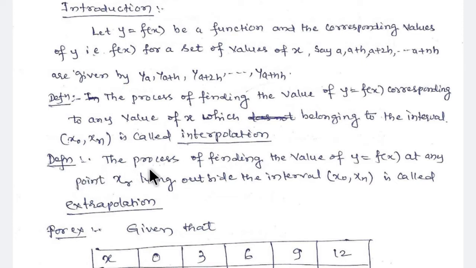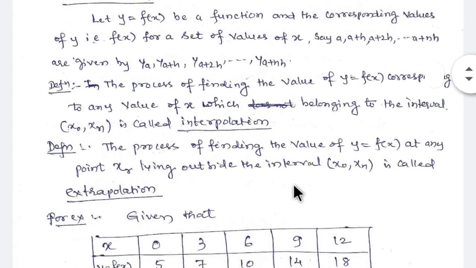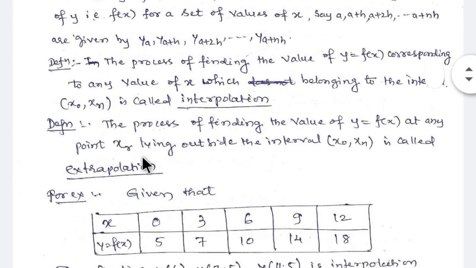Another definition: you see that the process of finding the value of y equal to f of x at any point xr lying outside the interval, xr may lie outside the interval x0, xn, is called extrapolation.